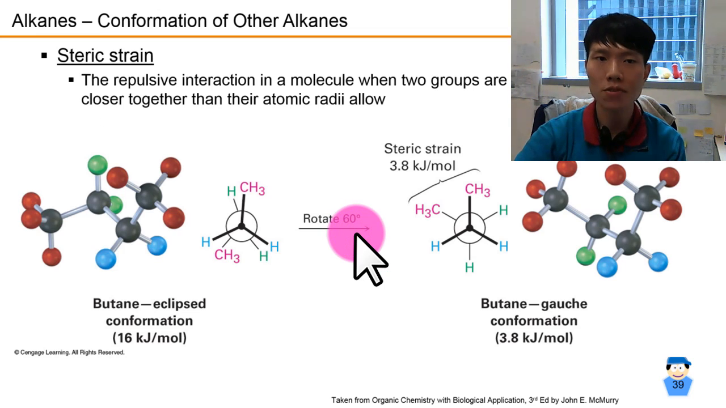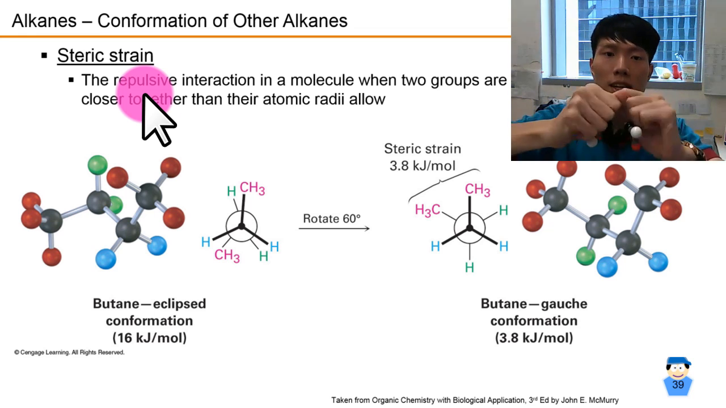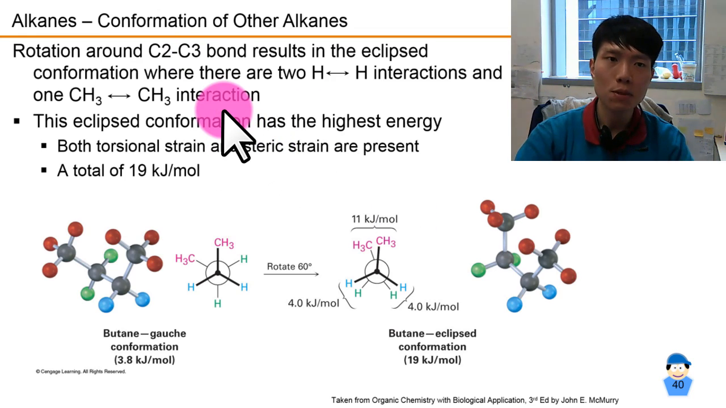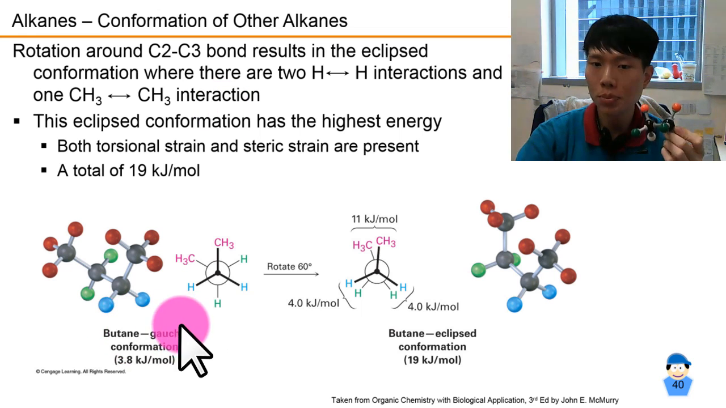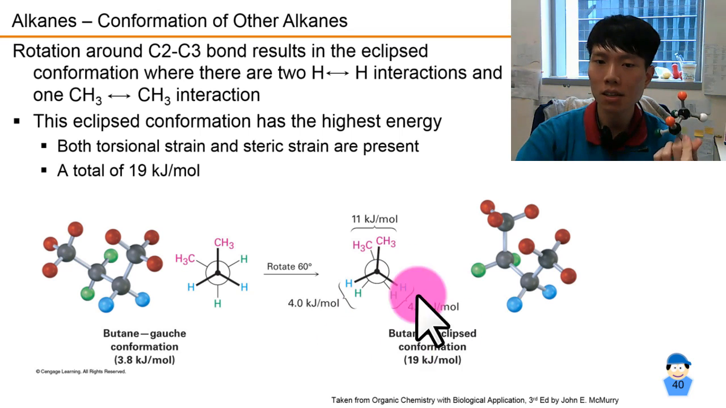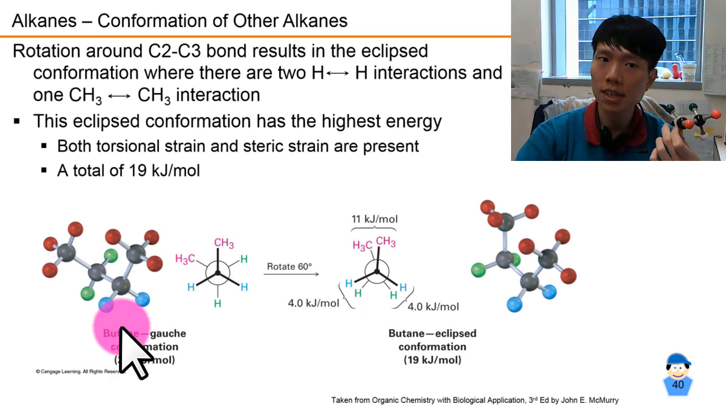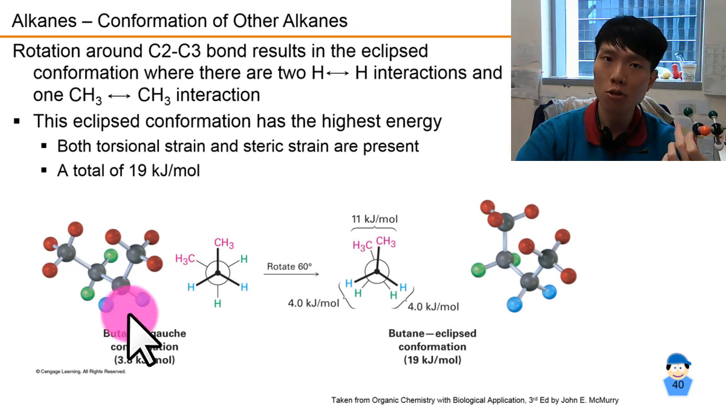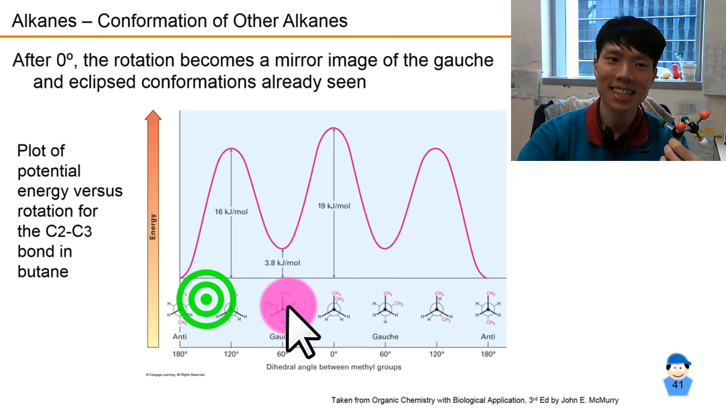So in general, we have steric strain, the term for the repulsive interaction within a molecule when two groups are too close than their atomic radii allow. As you rotate this butane molecule, you see the transformation from the butane gauche conformer to the butane eclipsed conformer, and of course, eclipsed always has a higher energy than the staggered conformer. Under staggered you have gauche and anti, and gauche is higher in energy than anti.